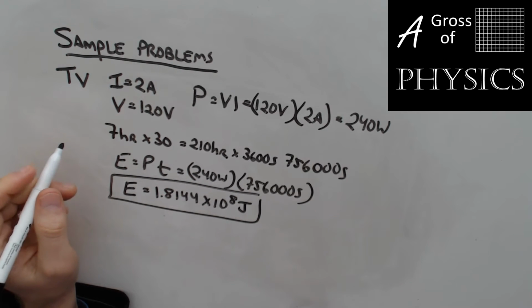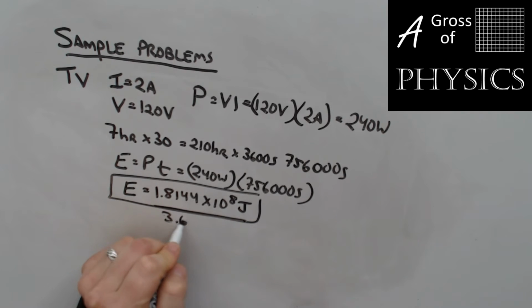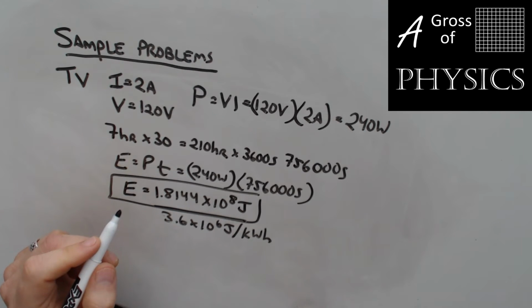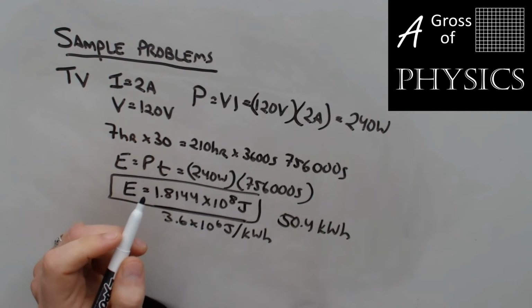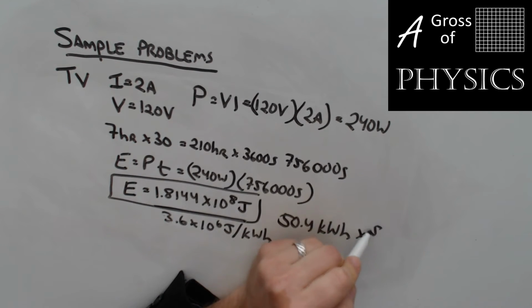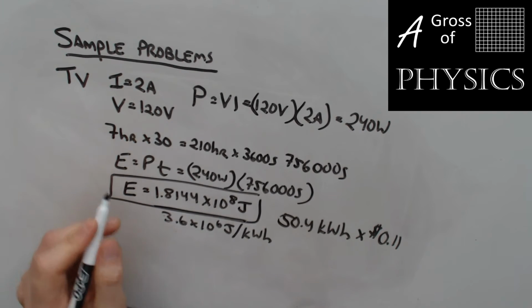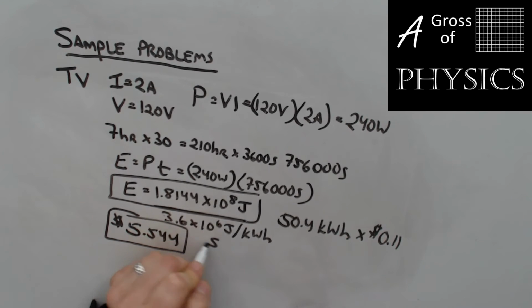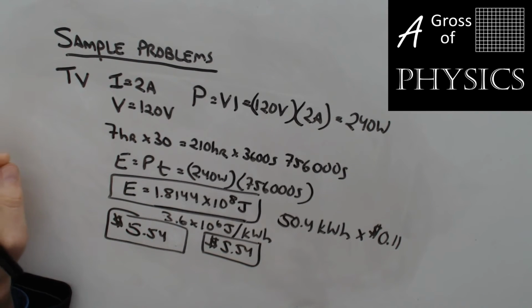How much money does it cost if it costs 11 cents per kilowatt hour? So a kilowatt hour is 3.6 times 10 to the 6 joules. So I take that number and divide by 3.6E6, and I get 50.4 kilowatt hours. Now, if it's 11 cents per kilowatt hour, you multiply that by 11 cents, and we get $5.544. We'll round that hundredth down, so $5.54 to keep that TV on for 7 hours a day for a month.